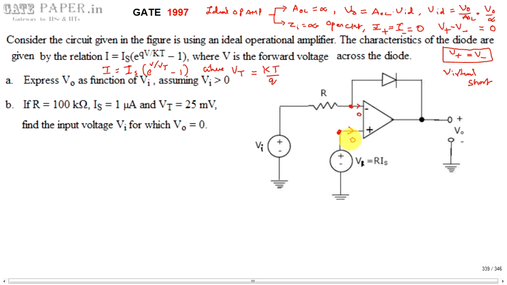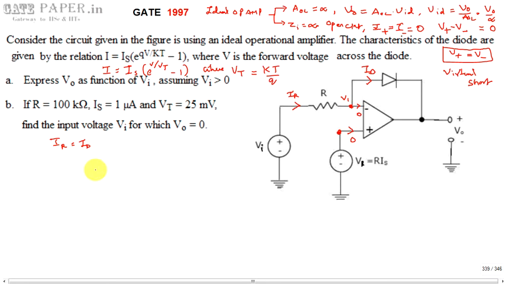So V1 is the voltage at the non-inverting terminal, so we also have the same voltage V1 at the inverting terminal. Since no current flows into the inverting terminal, whatever current flows through this resistor also flows through this diode. So let us assume this is IR, the current flowing through the resistor, and this is the current flowing through the diode, ID. So we can say IR is equal to ID.